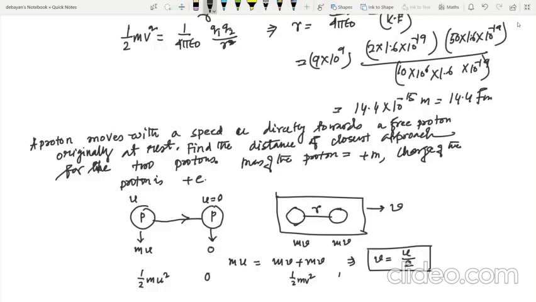Now from the first equation v equals u by 2. If you replace it, you get the value of r, e square by some multiple of epsilon naught m u square, because this is the distance of closest approach that you can think of.